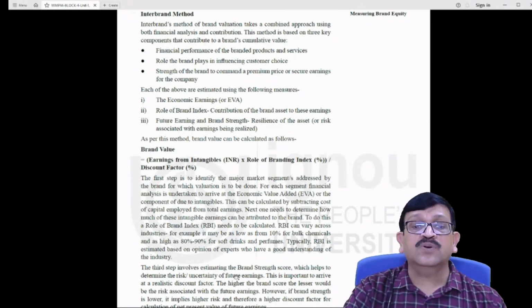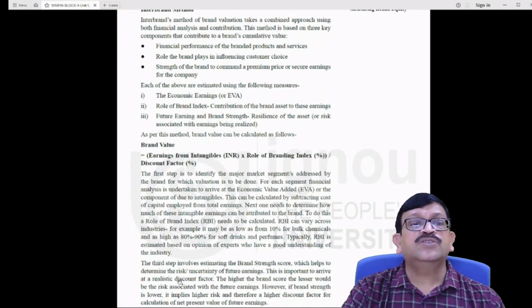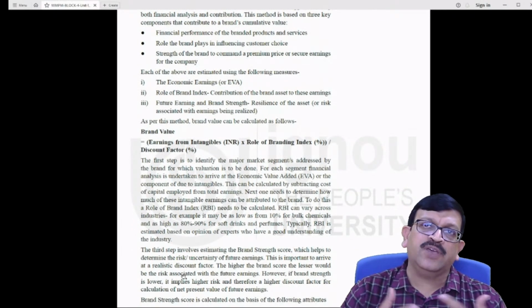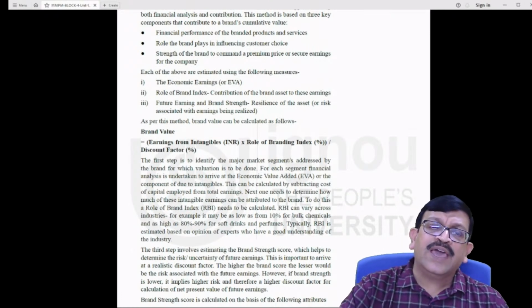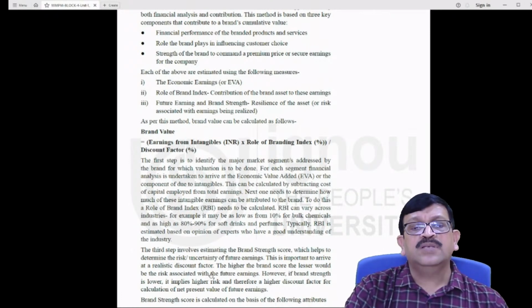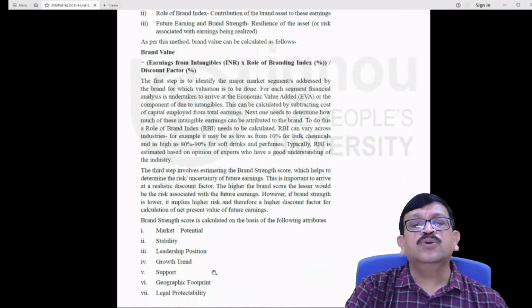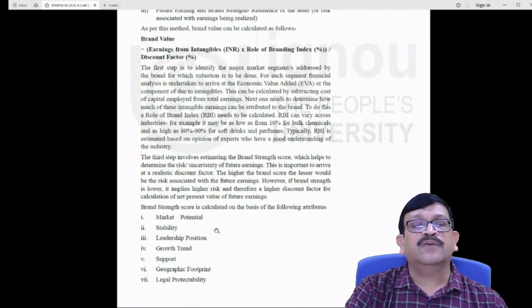The third part is, of course, the brand strength score, which talks about how the brand can be, because understand, we are full of uncertainty. So how the future cash flows can accrue to us is because of the brand strength score. What is the capability of the brand to generate future values?